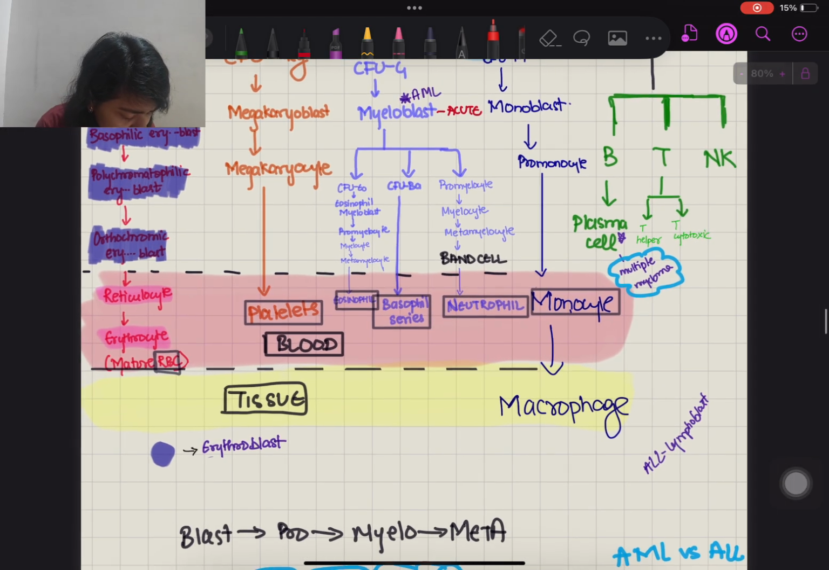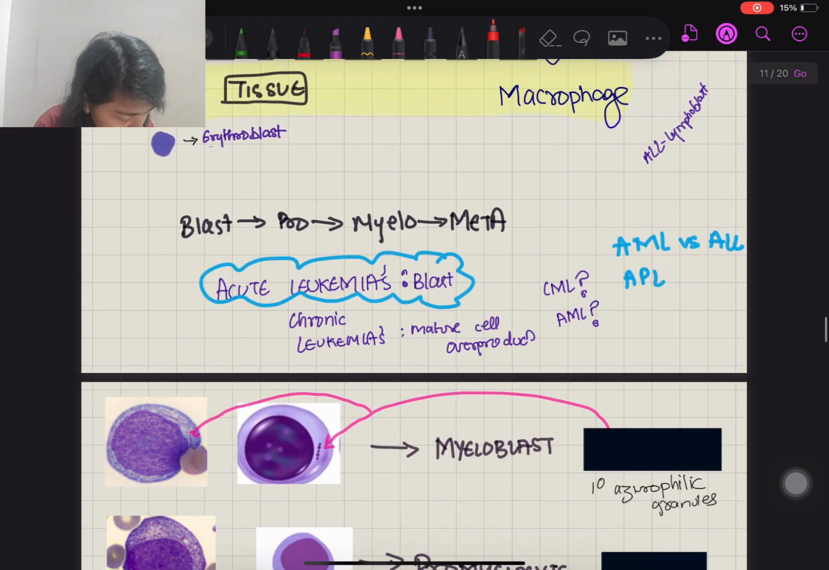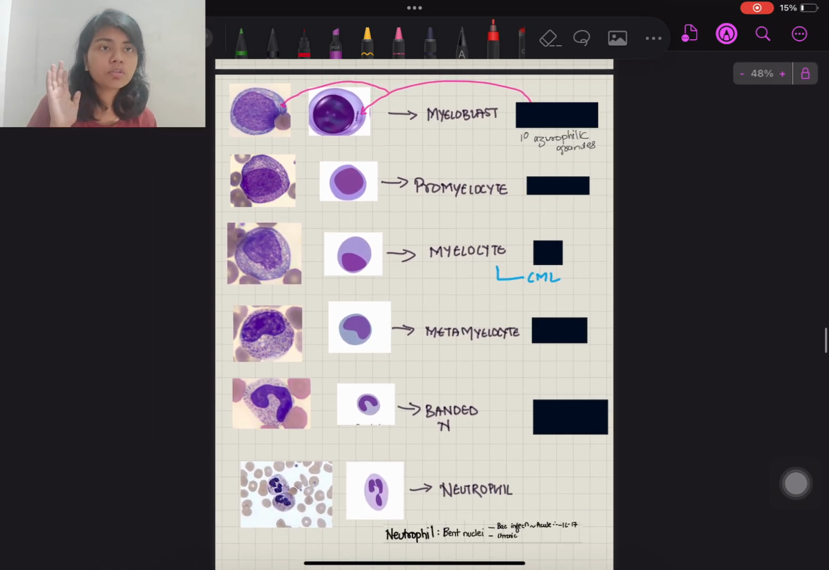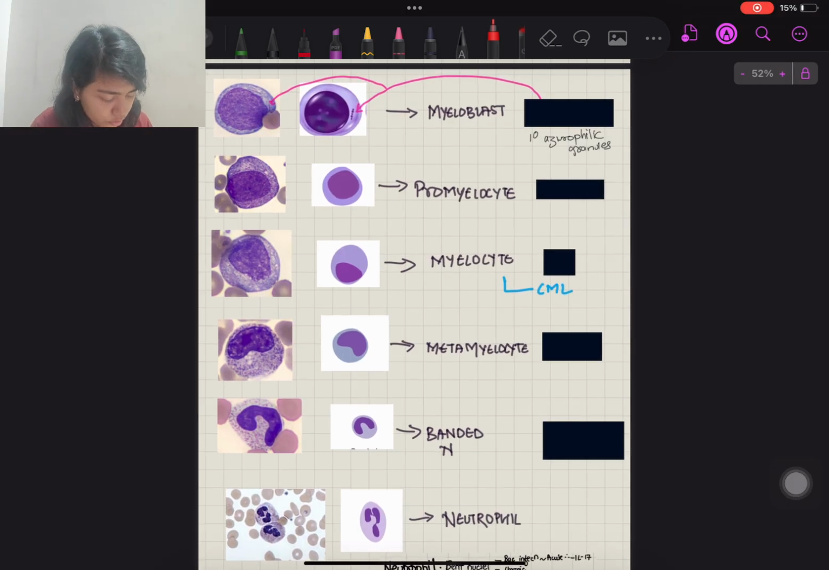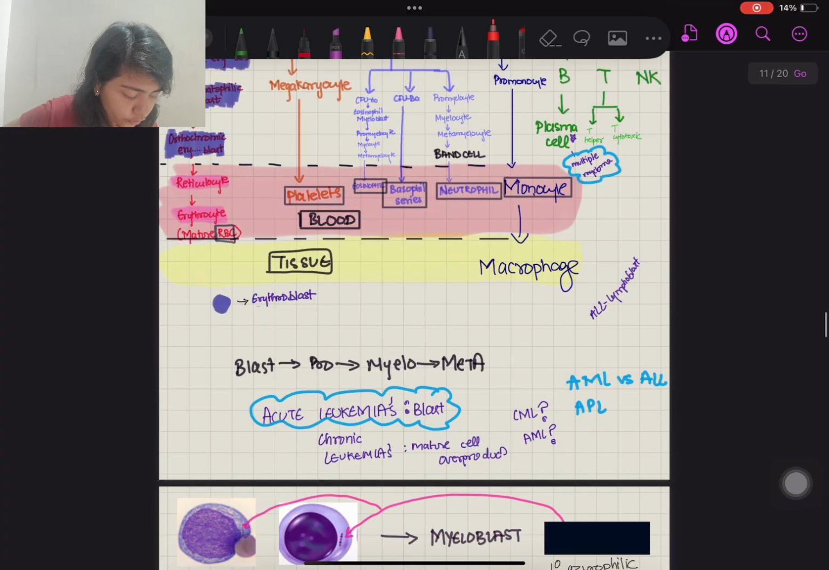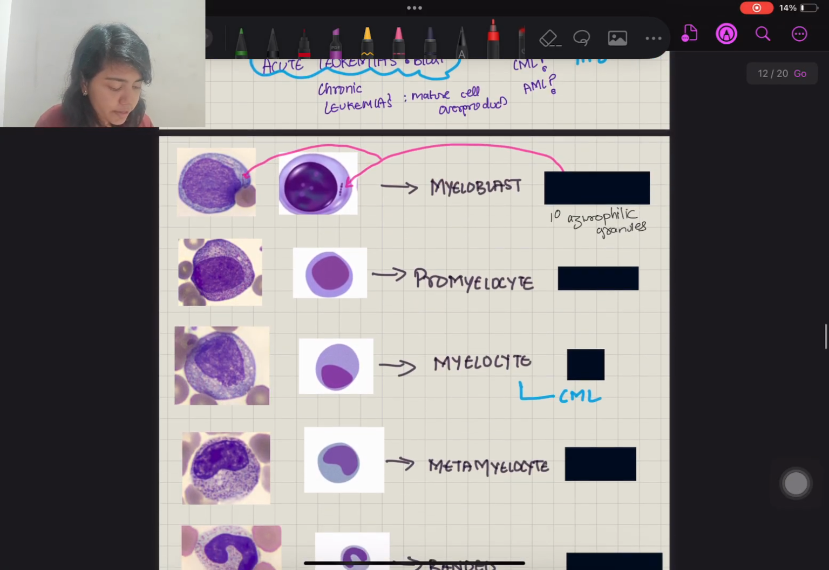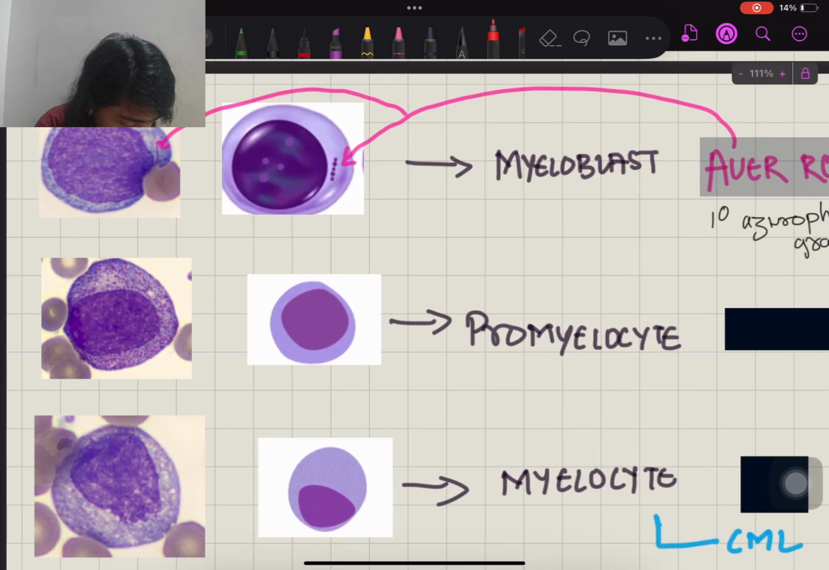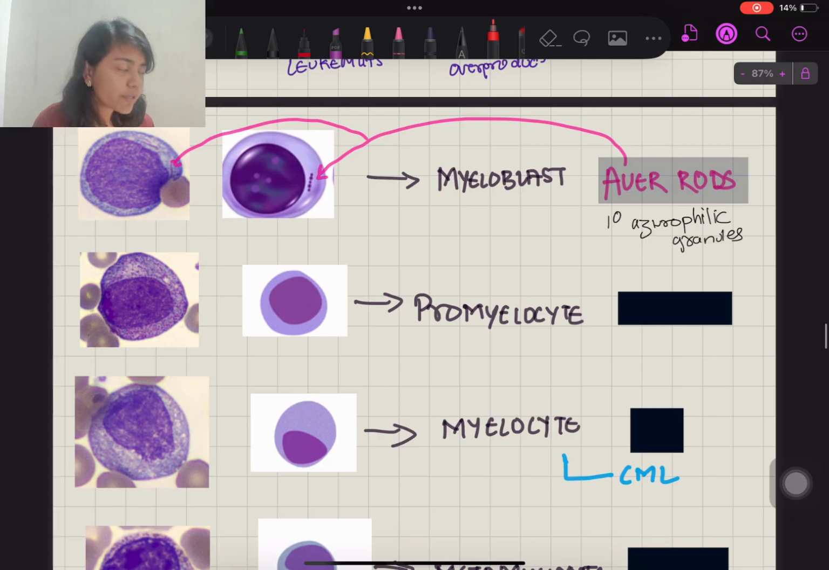Now another point which I want you to pay attention to. You just go through this part, okay. Further, it is very useful for leukemias and so on. So what did I say earlier? Blast, pro, myelo, meta, and then banded neutrophil. We are talking about the neutrophil series, right? What I want you to remember is that in myeloblast you see Auer rods. You see this? Auer rods.